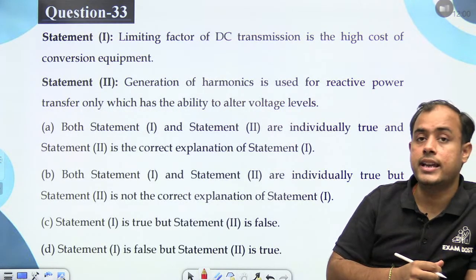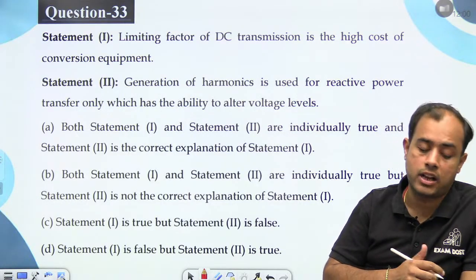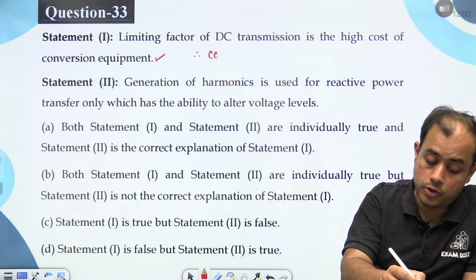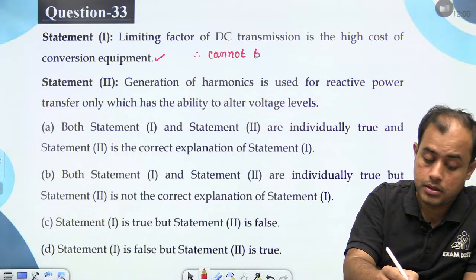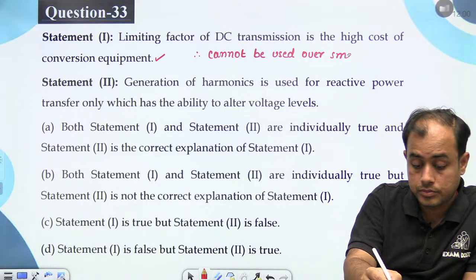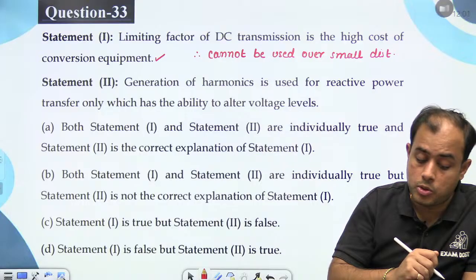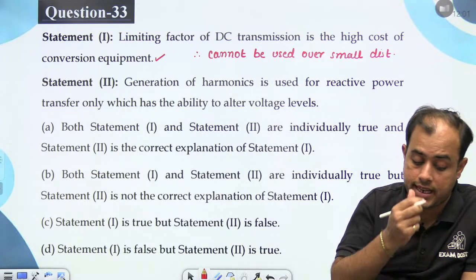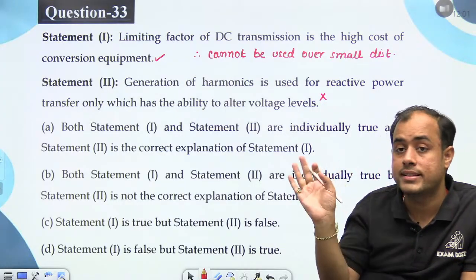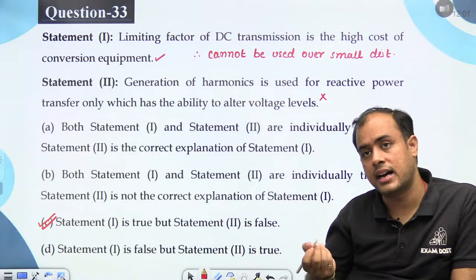ESE 2017 again. Limiting factor of DC is the high cost of terminal equipment. Correct. That is why, therefore, it cannot be used over small distance. Generation of harmonic is used for reactive power transfer which has the ability to alter voltage level? हार्मोनिक्स जनरेट करने का कोई इस्तेमाल नहीं किया जाता. We do not use the harmonics. Harmonics are a drawback.